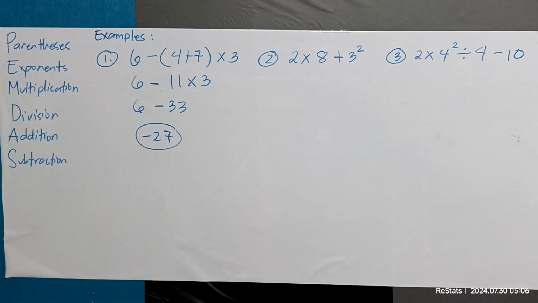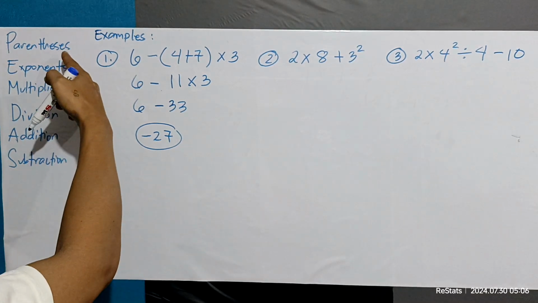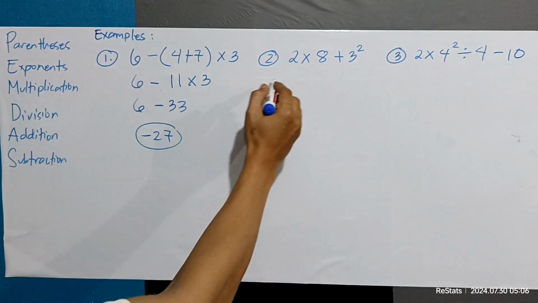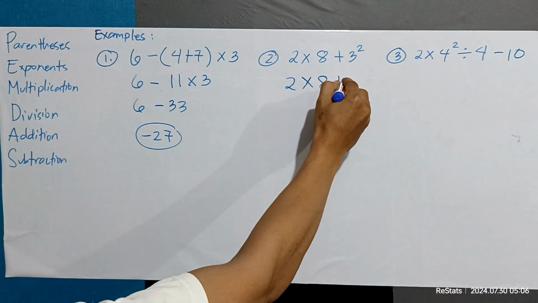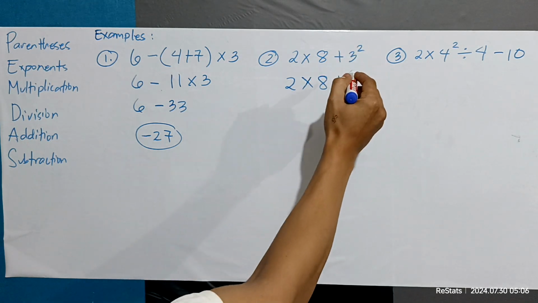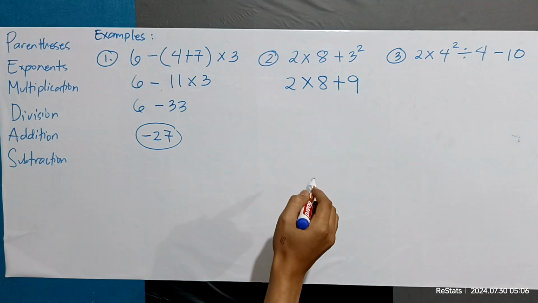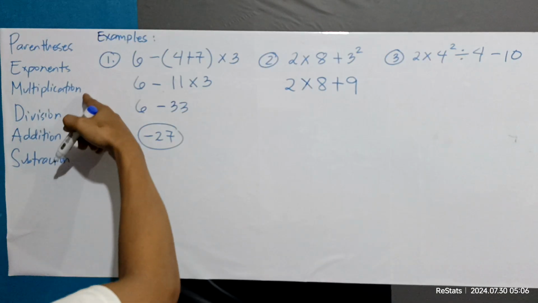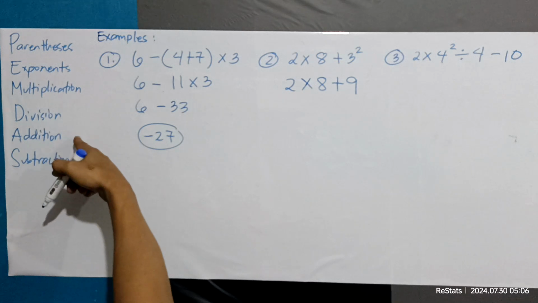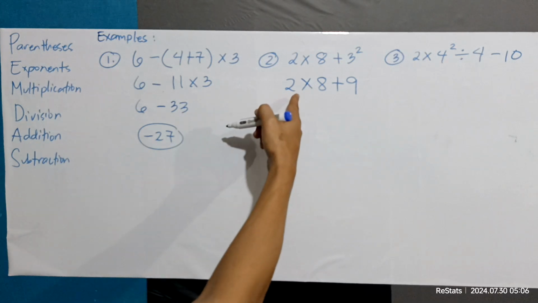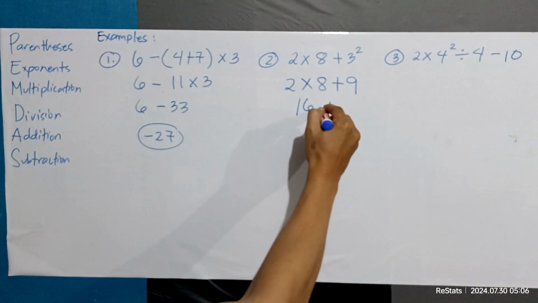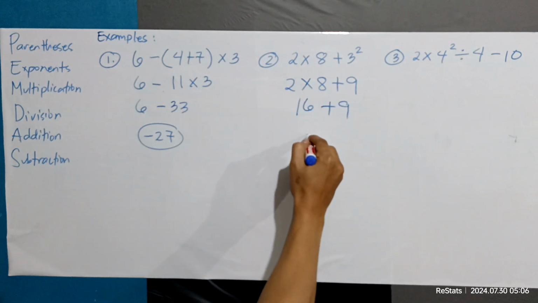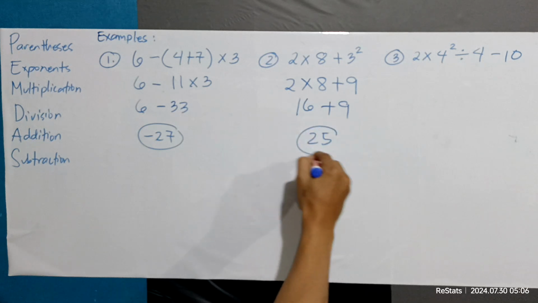Next, the parentheses or exponents. Let's have 2 times 8 plus 3 squared, that is 3 times 3 equals 9. Again, we do first multiplication or division before we add or subtract. Thus, we will first do 2 times 8, which is equal to 16, then plus 9 equals 25.